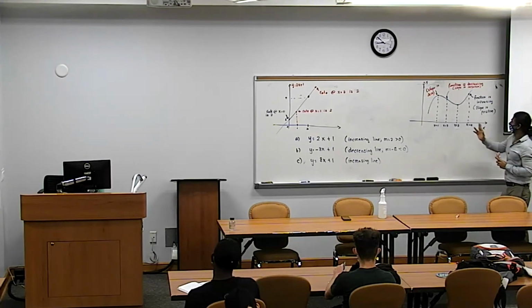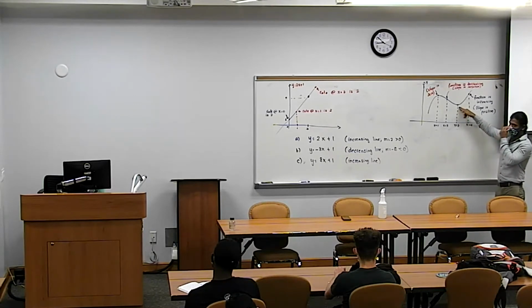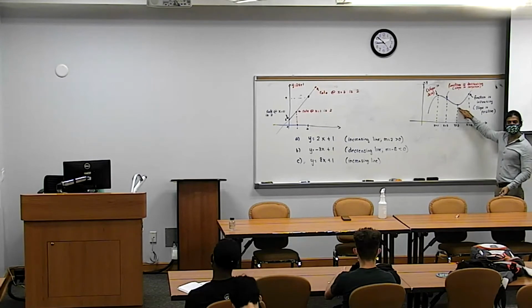What do we think is happening right there? x is equal to 3. The slope is still 0, right? It's a constant.